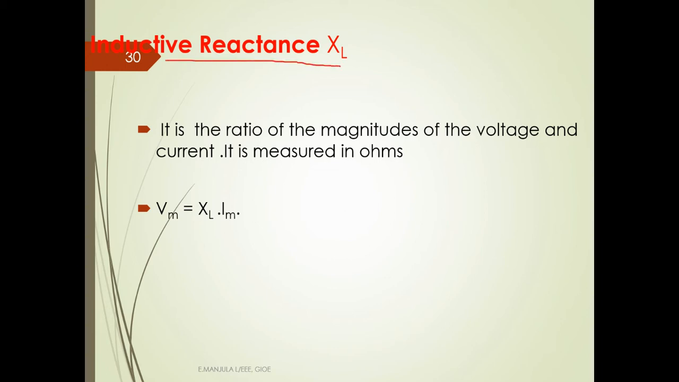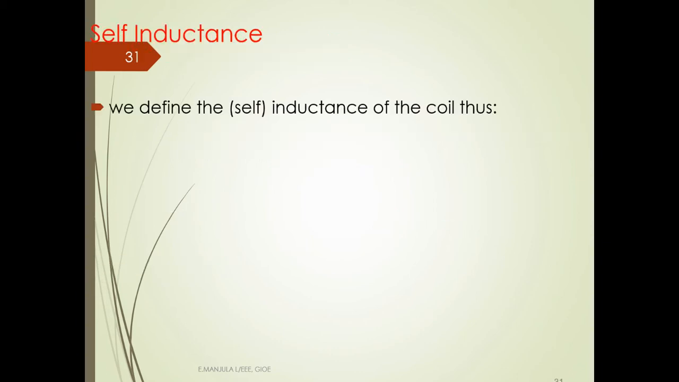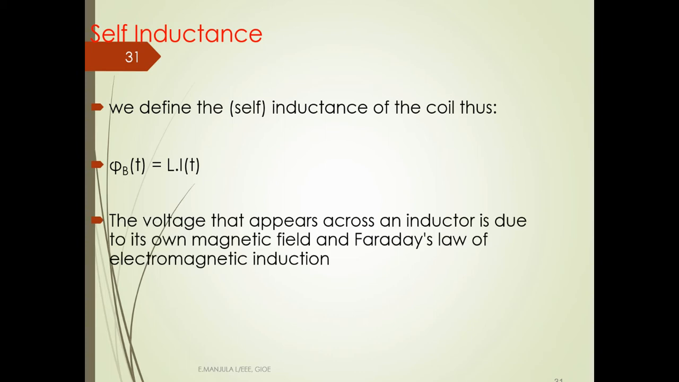Now the inductive reactance XL. It is the ratio of the magnitudes of the voltage and the current. It is measured in ohms. So V maximum is equal to XL into I maximum. XL is given by 2 pi fL, that is omega L. We define the self-inductance of a coil thus: the flux linkage is equal to L into I of t.